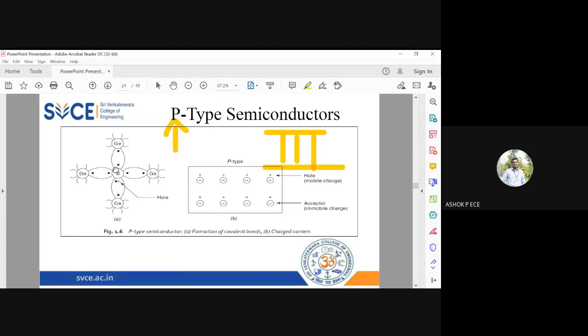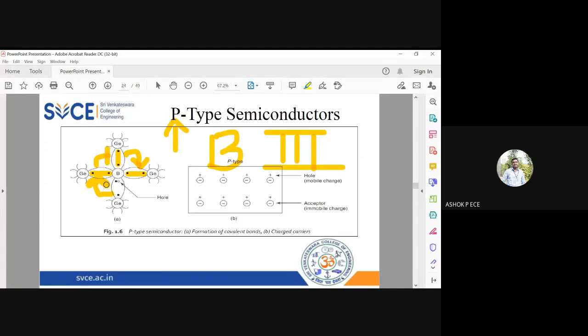One example of a trivalent impurity is boron. Boron has only 3 electrons in its outermost shell. So these 3 electrons will form perfect bonds with germanium atoms, and one germanium atom will not have an electron to form the bond. So this covalent bond becomes unstable. Here you have a shortage of electron, so a neighboring electron will jump here to make that bond stable.